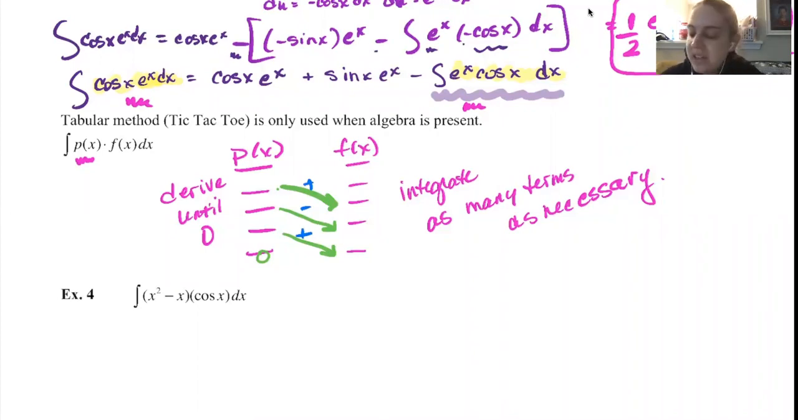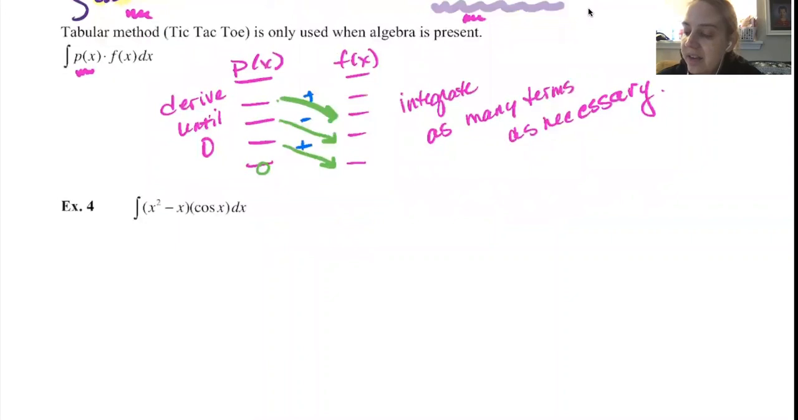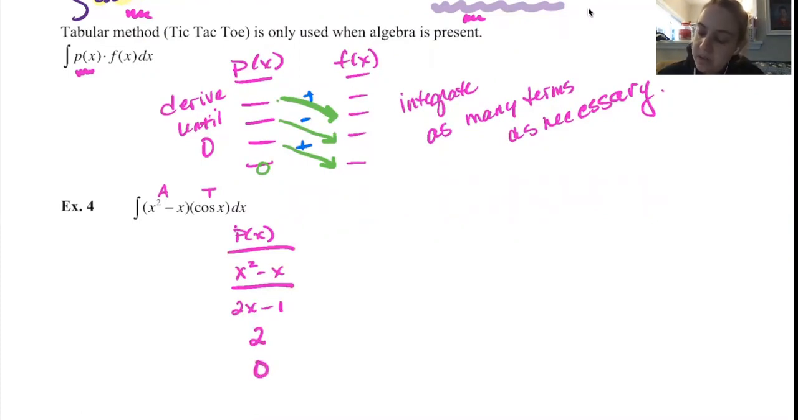This one's actually easiest to see in action. Here's my algebraic term, here's my trig term. So p of x is my x squared minus x. What we need to do is take the derivative all the way through. So I've got 2x minus 1, and then 2, and then the derivative of 2 is 0.